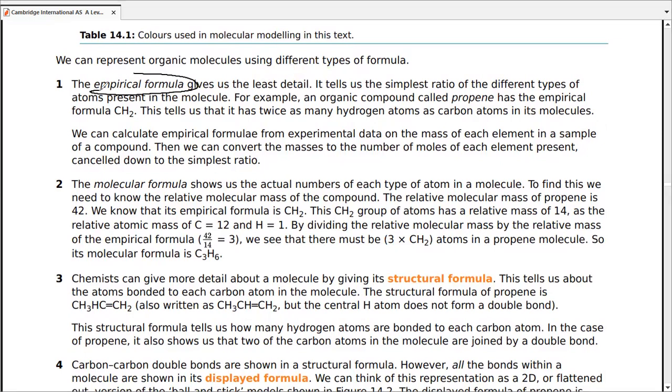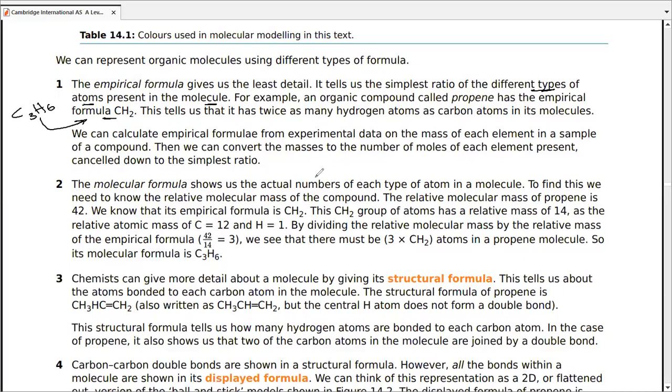Empirical formula is the first one that we deal with, and it gives us the least detail. It tells us the simplest ratio of different types of atoms present in the molecule. An organic compound called propene has the empirical formula CH2. Basically, propene is C3H6, so it is actually simplified into this form. It tells us it has twice as many hydrogen atoms as carbon atoms, but it is not exactly giving us the exact number of carbon or hydrogen atoms, which is the basic idea for empirical formula itself.